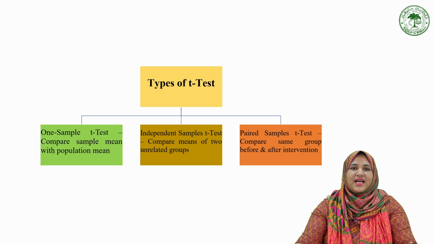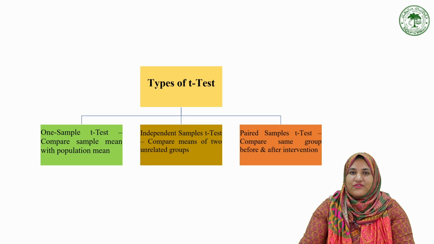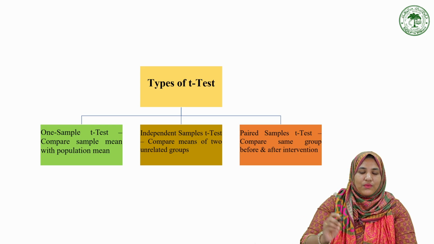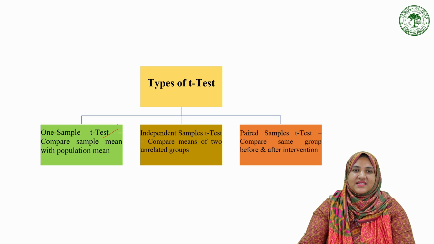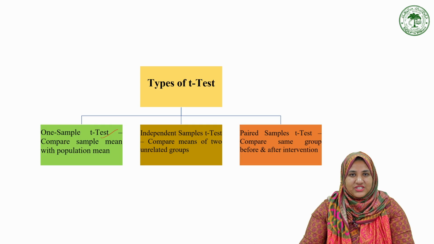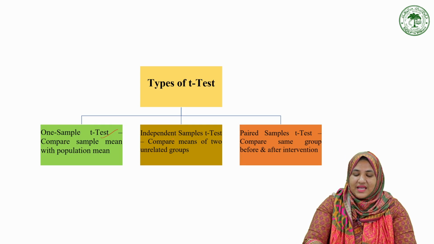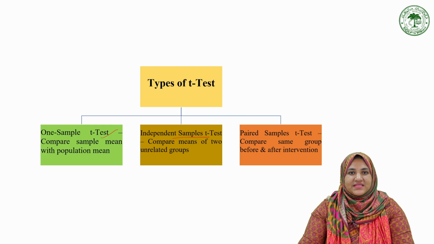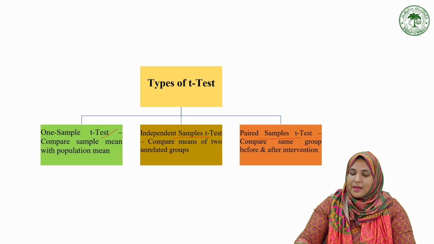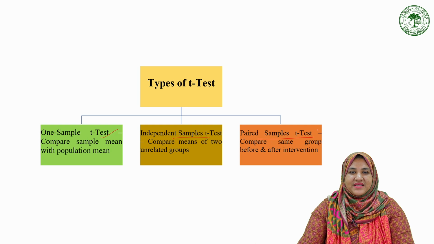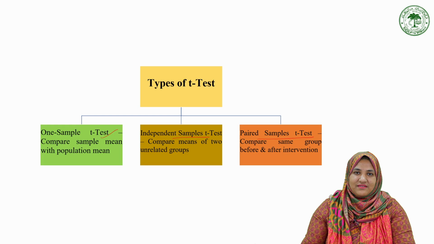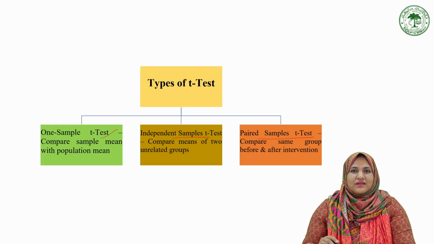Now, types of t-test. Today we will be focusing on these three types. One is the one sample t-test, which compares the sample mean with the population mean. The other is the independent sample t-test, which compares the means of two independent groups. The next is the paired sample t-test, which compares the same group before and after an intervention. Maybe it's not clear, right? So let's move on to the examples.